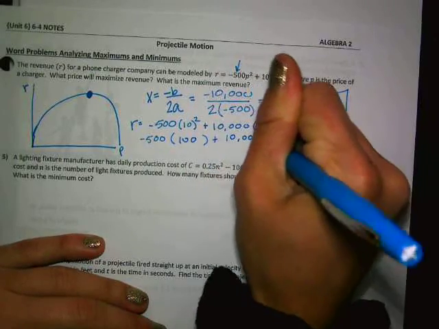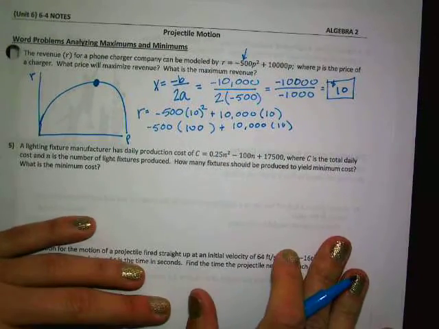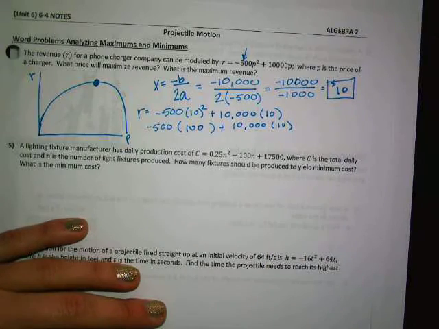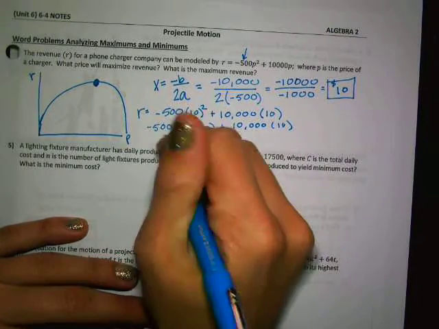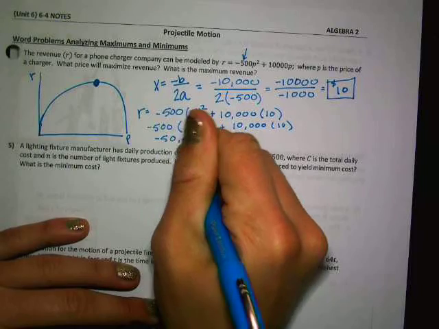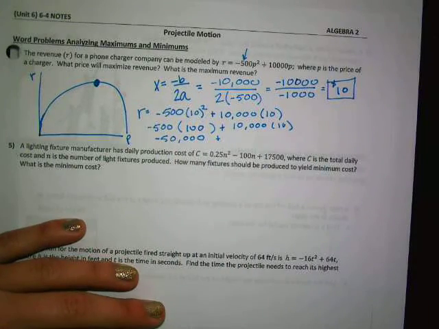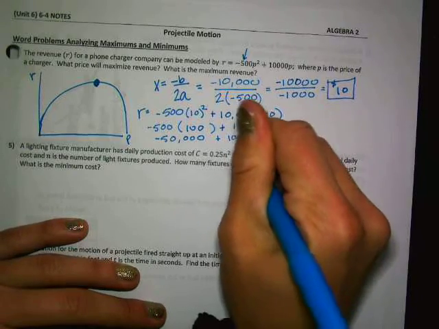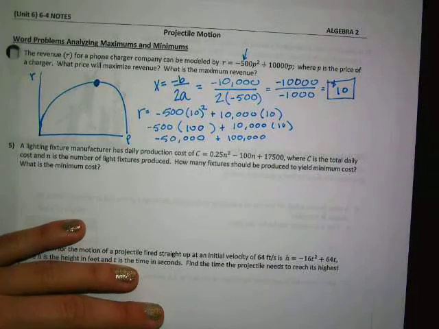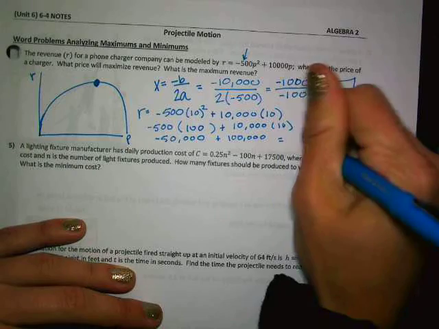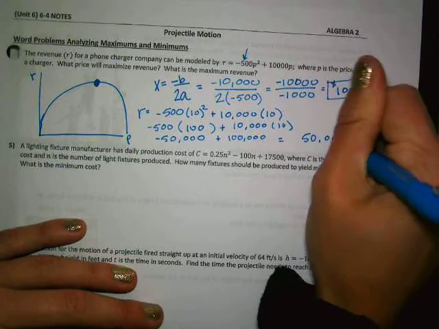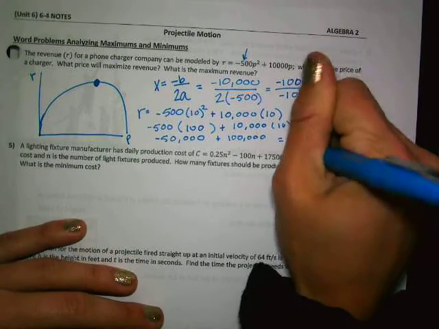Okay. 100. What is negative 500 times 100? Negative 50,000. What is 10,000 times 10? 100,000. So what is negative 50,000 plus 100,000? 50,000. Yes, ma'am. So what's my maximum revenue?